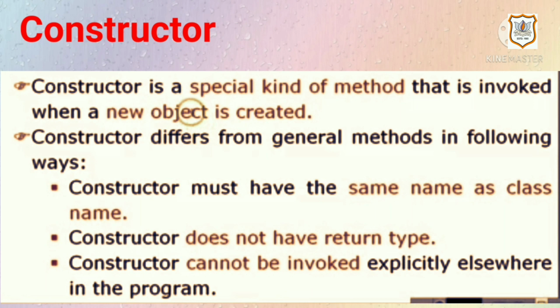Constructor differs from general methods in following ways. Constructor must have the same name as class name. Constructor does not have return type. Constructor is invoked only when object is constructed using new operator. Constructor cannot be invoked elsewhere in the program.